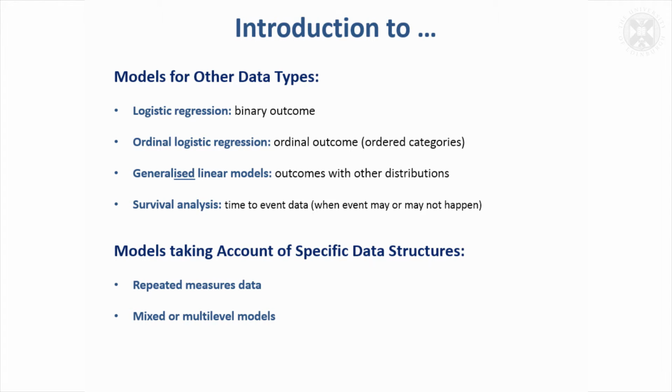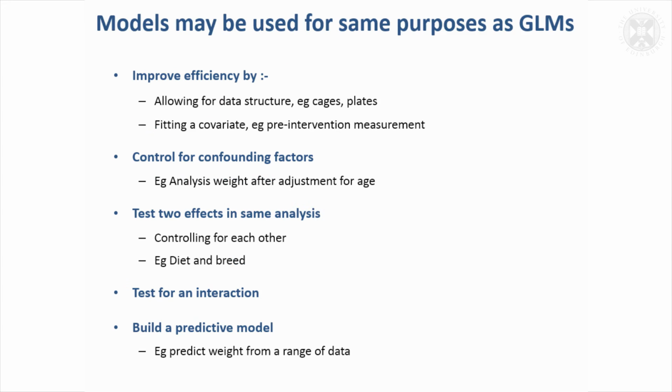And there's also broad classes of models that I'll briefly mention that can take account of specific data structures, such as repeated measures data, where you've got things repeated on the same units, maybe the same animal over several time points, and that needs special consideration. And another class of models known as mixed or multi-level models. But we'll first think about logistic regression models for binary outcomes.